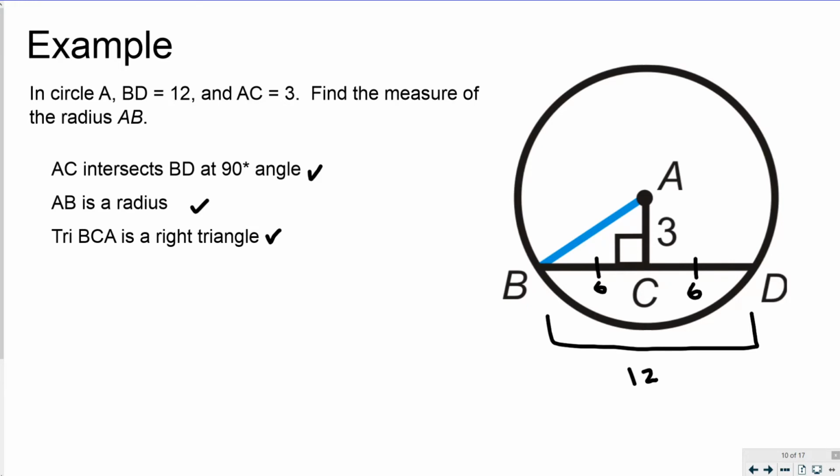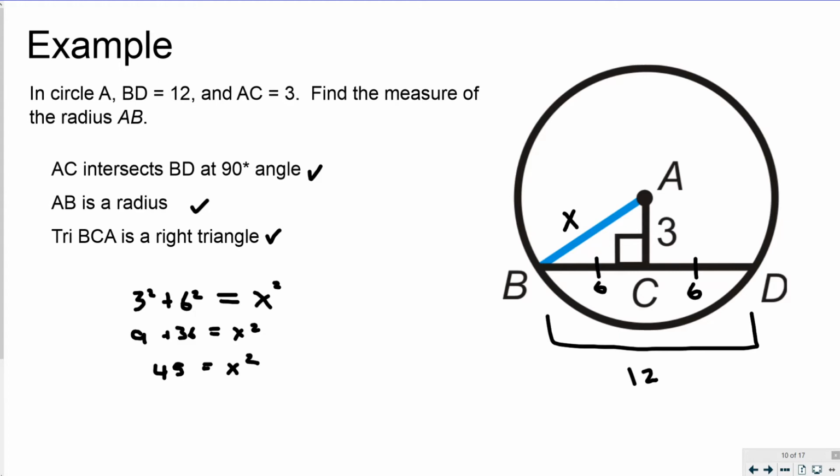A right triangle with two sides, I'm looking for this missing side, so I can go ahead and use everybody's favorite, the Pythagorean theorem, in order to find x. I'm going to set it up as 3 squared plus 6 squared, since they're both the legs, equals x squared. So I'm going to get 9 plus 36 equals x squared. So I get 45 equals x squared.